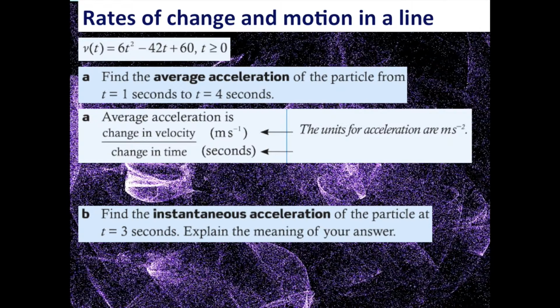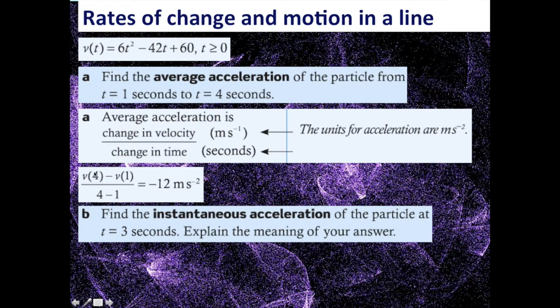First part then, in order to find the average acceleration, we don't actually need differential calculus at all. We're just going to find the change in velocity and divide it by the change in time. If we substitute in 4, we can find the velocity at 4 seconds, subtract the velocity at 1 second, and divide that by the change of time, which gives us negative 12 meters per second squared. Remembering that velocity is a vector quantity, which is why you also have the direction here.